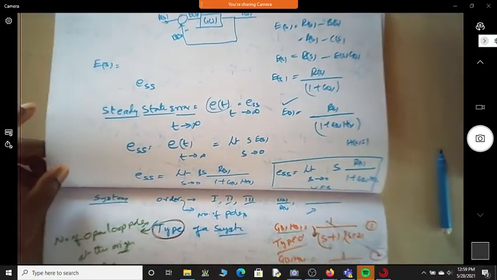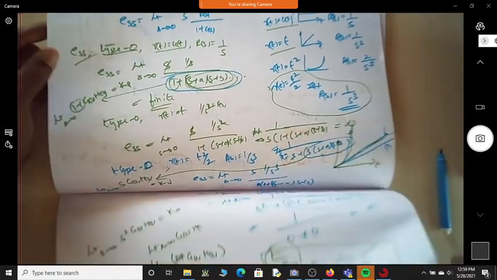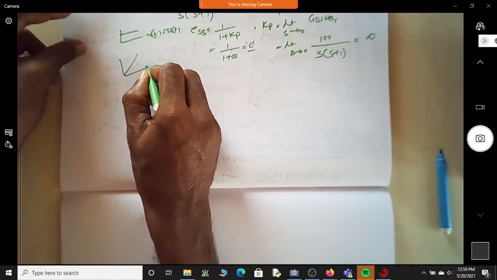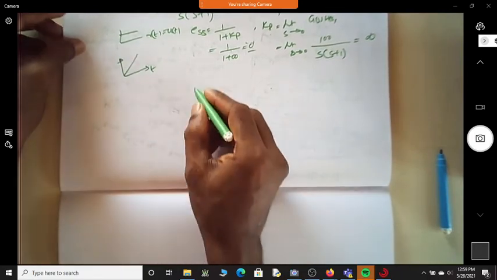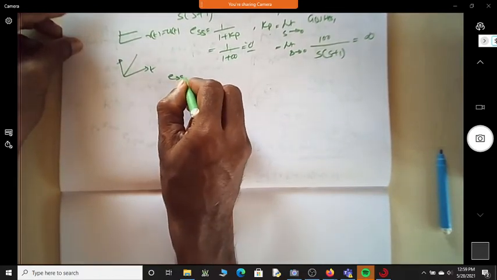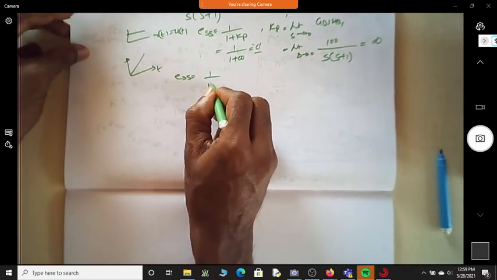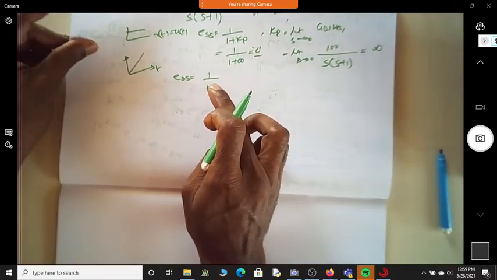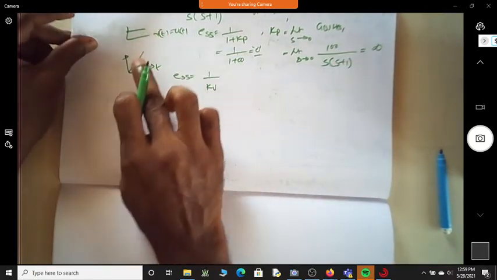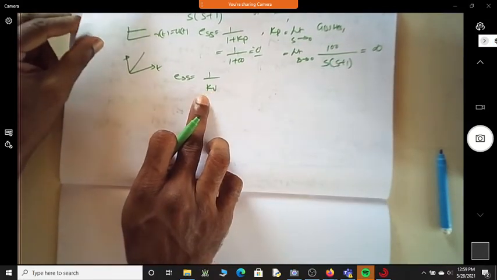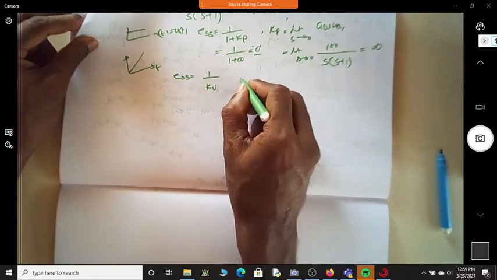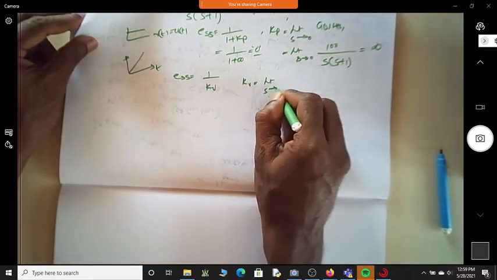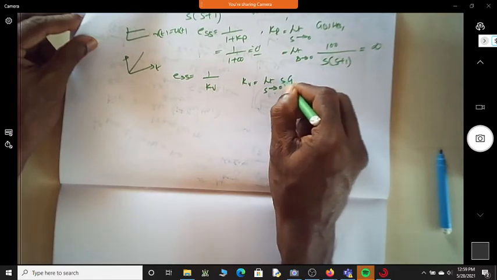Now for the same transfer function, you apply a ramp input. Then what is ESS? 1 over Kv. Because you have to consider the error constant corresponding to the ramp input, which is 1 over Kv. So what is Kv? It is limit s tending to 0, s into G(s) into H(s).